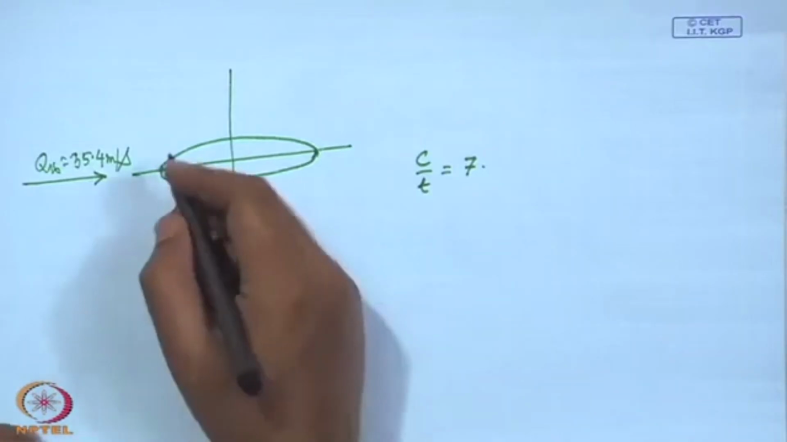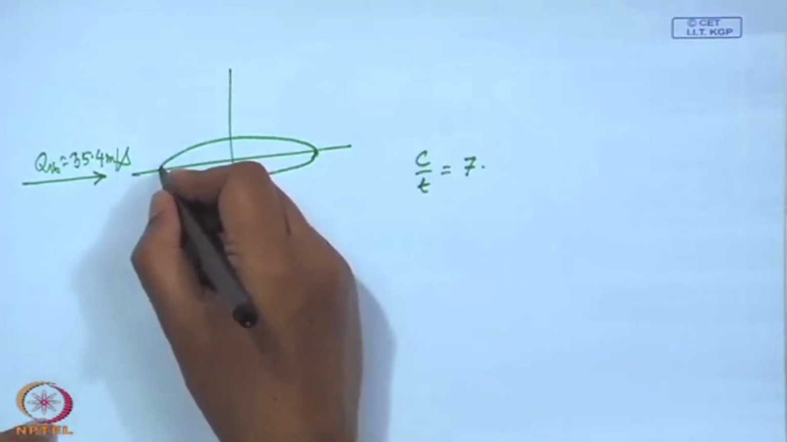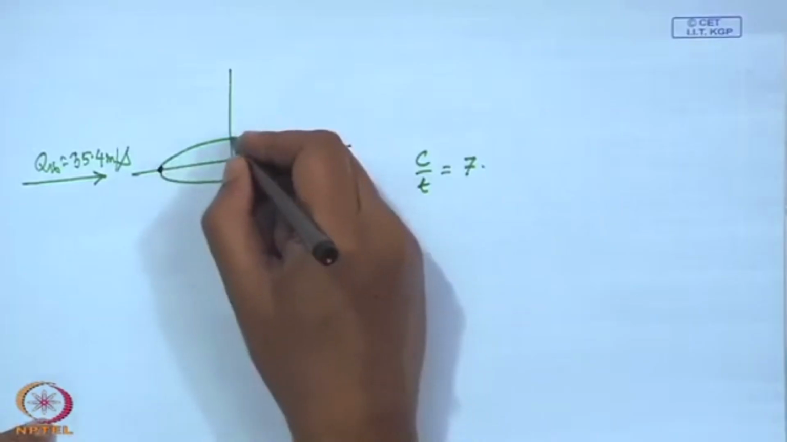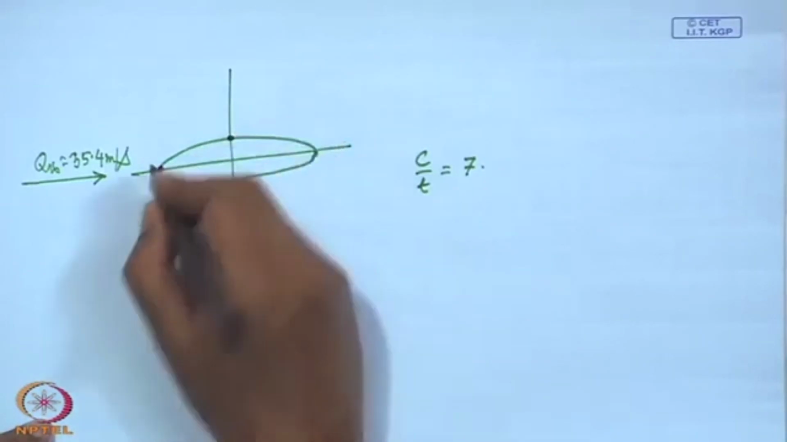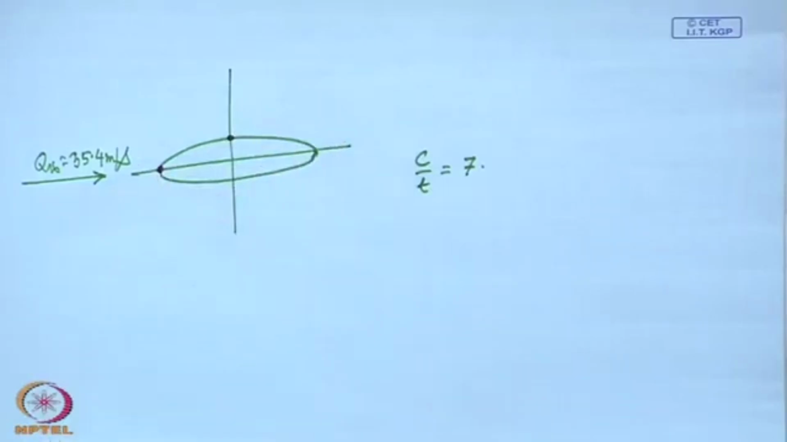We have pressure holes here at the nose and at the point of maximum thickness. You have to find the difference between the pressure at these 2 points.